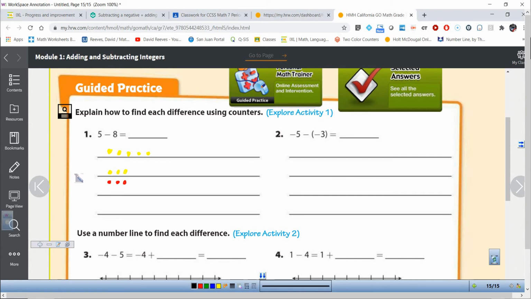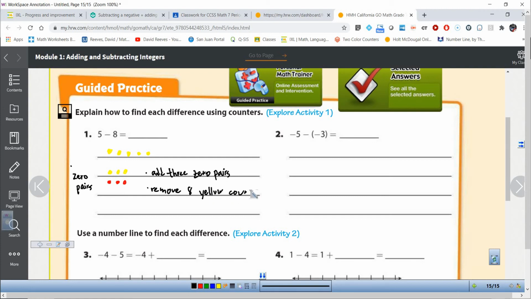Remember, these are called 0 pairs. All right, that's an O right there. 0 pairs. Okay, so what I have to do then is I need to add 3 0 pairs, right? Okay, I add 3 0 pairs, and then what am I going to do? Then I'm going to remove 8 yellow counters.